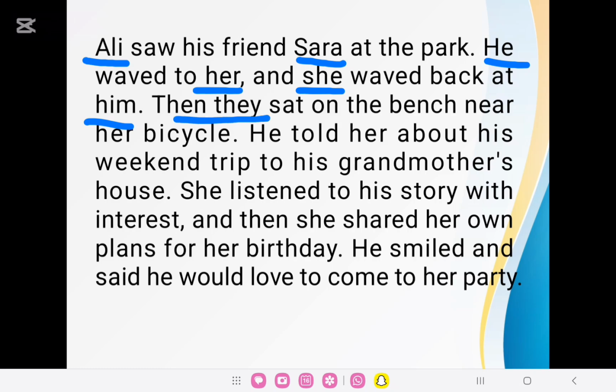Then they both, Ali and Sarah, sat on the bench near her bicycle, Sarah's bicycle. He told her about his, Ali's, weekend trip to his, Ali's, grandmother's house. She, Sarah, listened to his, Ali's, story with interest, and then she shared her own plans for her birthday. He smiled and said he would love to come to her party.